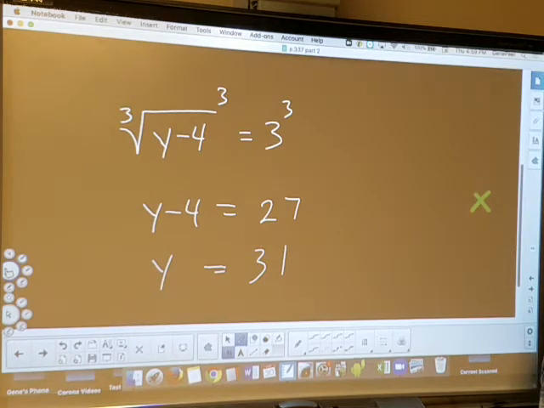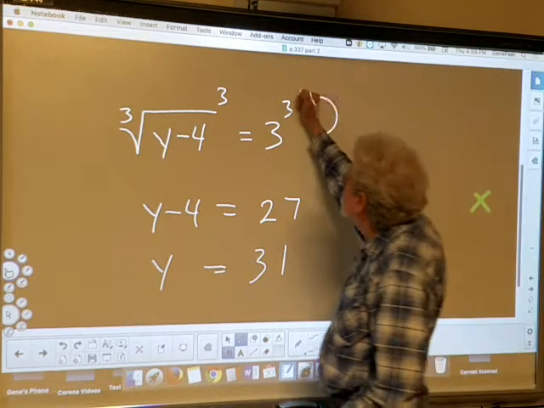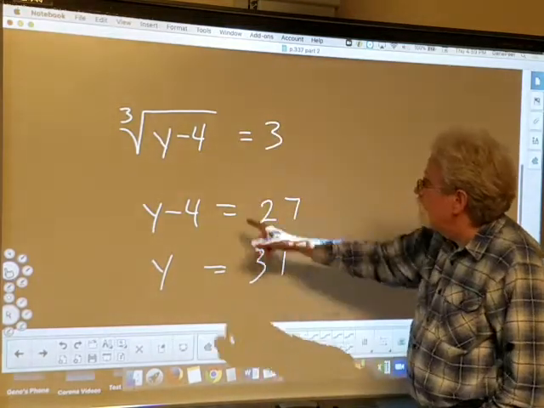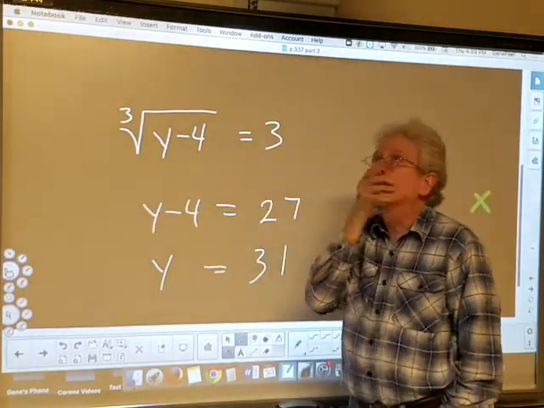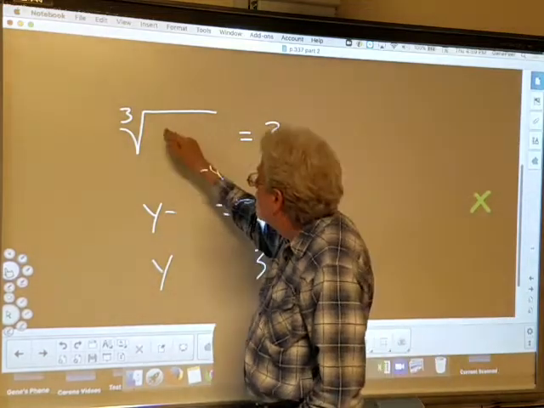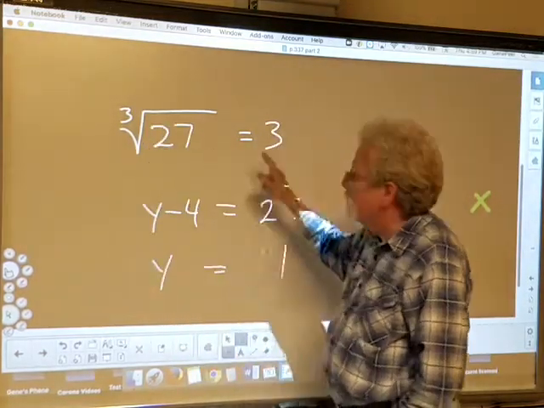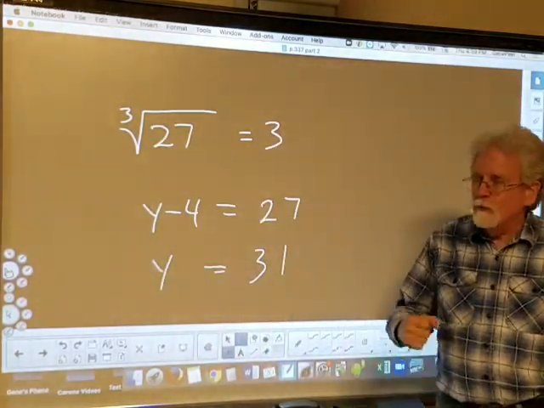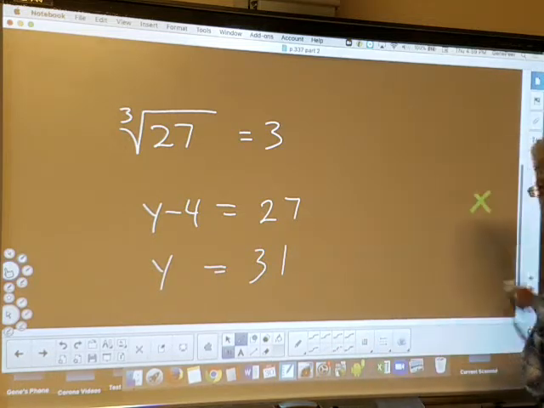Nice. We can check our answer. Back in the original problem, if I put a 31 in here, 31 minus 4, 27. What's the cubed root of 27? 3. It works. Congratulations. And according to my green X here, we're done.